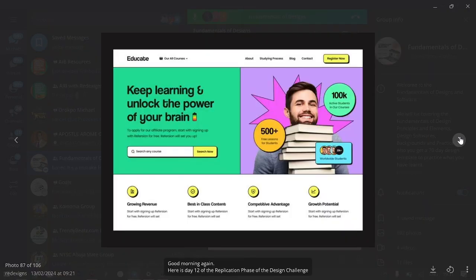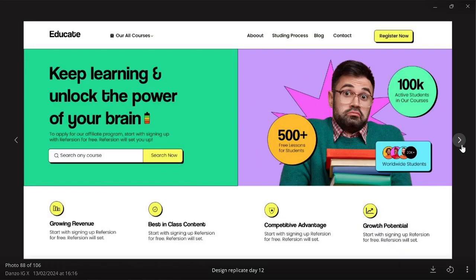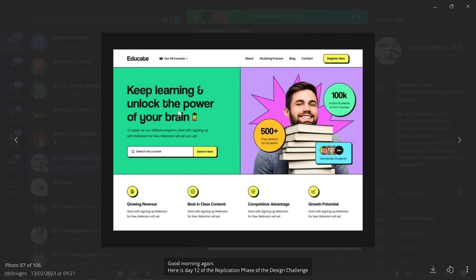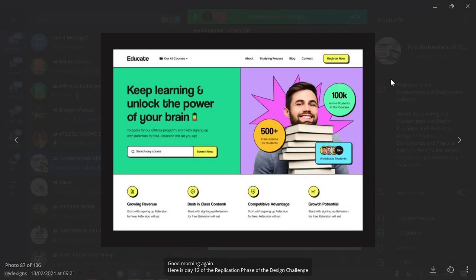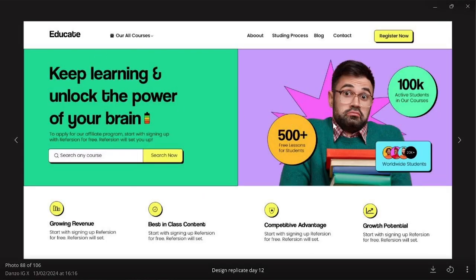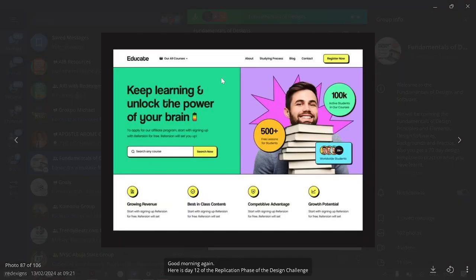So this is what I submitted to you guys for replication, and this is Danzo's replication. Very, very close, in fact, very accurate. As I said, very accurate with the font choice and other elements used in the design. Although I think I gave you a different artboard size. In this case, yours is more web-like, and I incorrectly judged that it should be web-like. This is not a web-like size. I think this is an A4 in landscape mode.